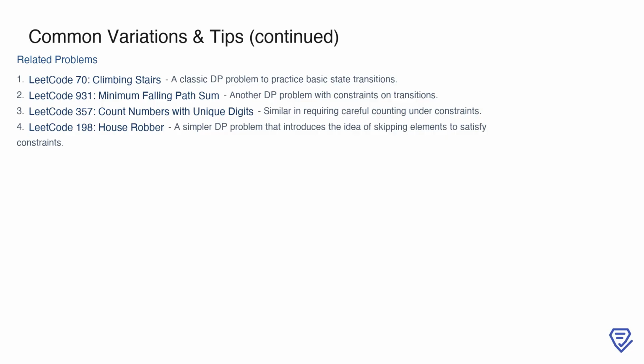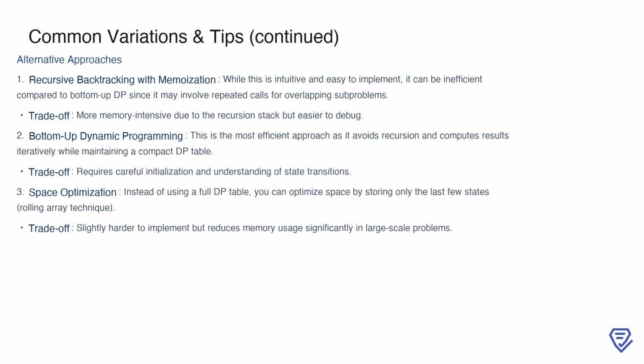There are also alternative approaches to solving this problem, each with its own trade-offs. One option is recursive backtracking with memoization. This approach is intuitive and often easier to implement since it mirrors the problem's natural structure. However, it can be less efficient than bottom-up dynamic programming because it may involve repeated calls for overlapping subproblems. The recursion stack also makes it more memory-intensive.